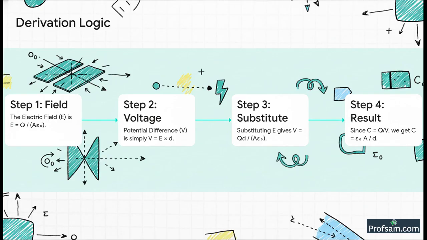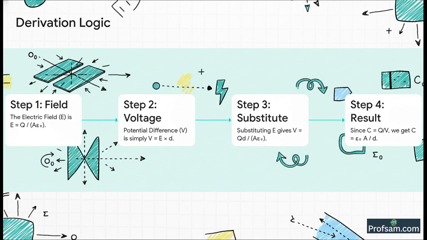Step 2. The potential difference, or voltage, V, is just that electric field E multiplied by the distance D. So V equals E times D. Step 3. Now we just plug the first equation into the second one. That gives us V equals Q times D all divided by A epsilon naught.